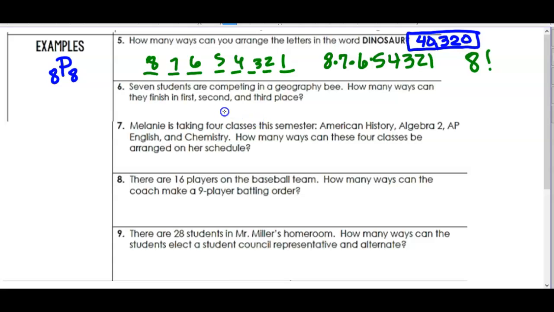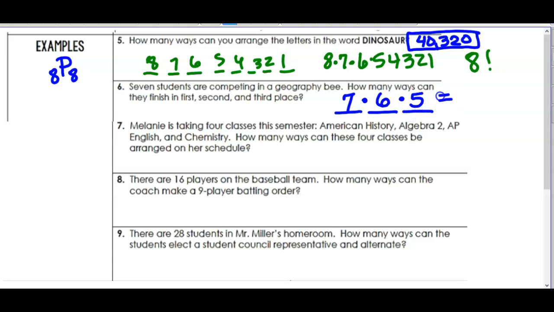All right, number 6 says 7 students are competing in a geography bee. How many ways can they finish first, second, and third? So this time you are not choosing all 7 students. There's only 3 places being awarded. But if there's 7 students to pick from, when you go back to pick a second place, there'll only be 6 choices. And then when you go back to pick third place, there'll only be 5 students to pick from.